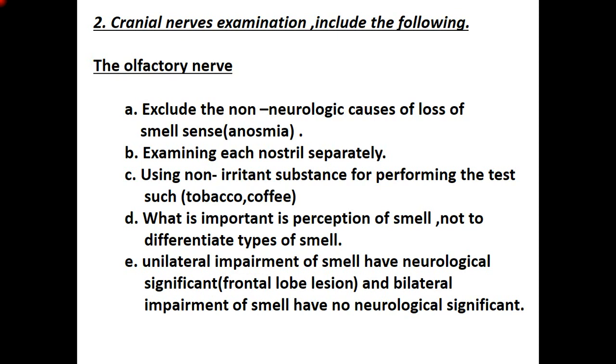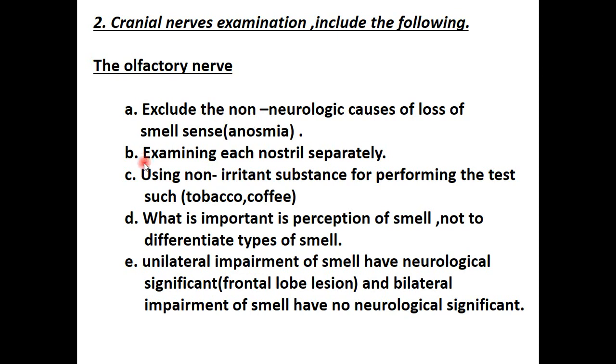Before starting examining the olfactory nerve, we have to exclude the non-neurological causes of loss of smell, anosmia, because the commonest cause of loss of smell was non-neurological. For example, patients with common cold, influenza, or any nasal problems may have loss of smell, and usually those patients have bilateral loss of smell, which is not significant neurologically. So we have to exclude the non-neurological causes of loss of smell.